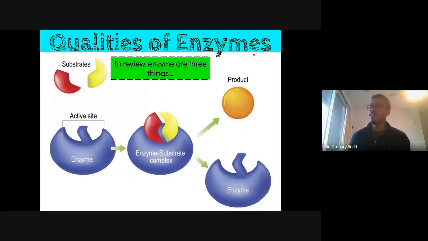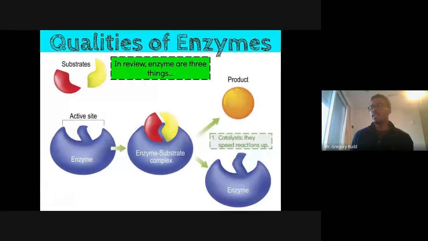So in review, enzymes are three things, and I just said them. Number one, they are catalysts. They speed up the chemical reaction. This chemical reaction would almost definitely still take place by itself without the help of an enzyme, but it would be slow. So we use enzymes to speed things up.